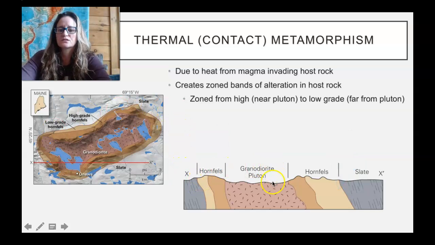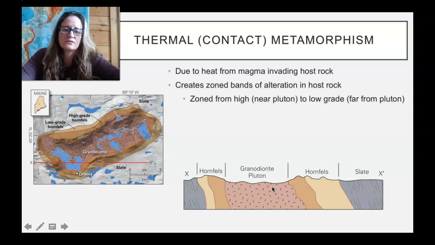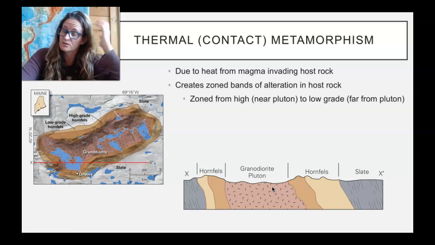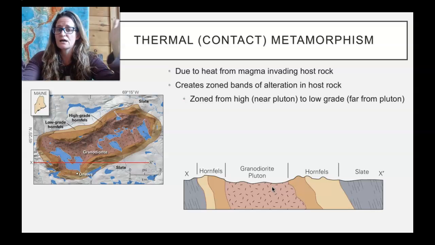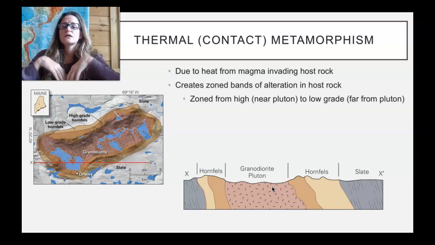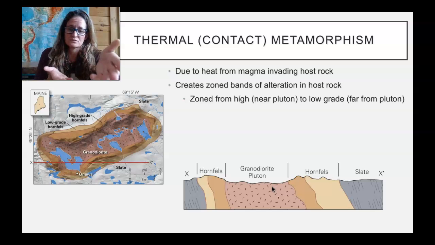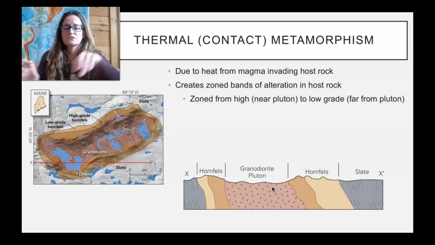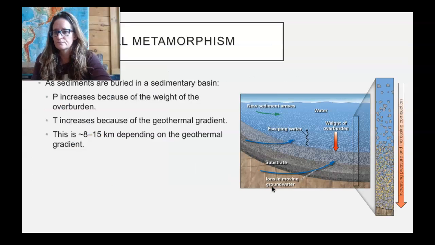And in cross section here, there's that granodiorite pluton. We haven't talked about granodiorites, but we've talked about diorite and granite, so you can imagine it's somewhere in between. A granodiorite pluton intrudes into that country rock, which was slate, and cooks the edges and makes hornfels.